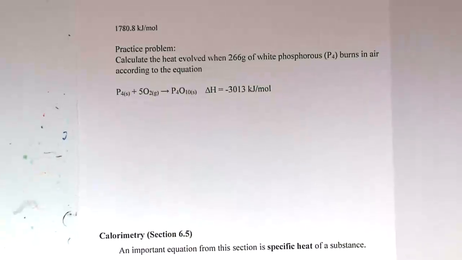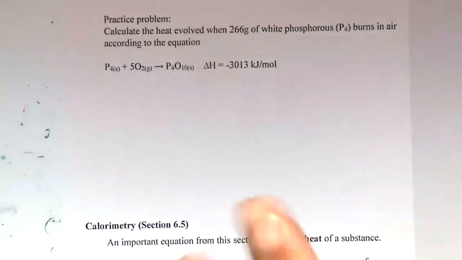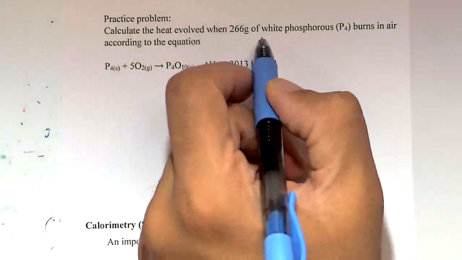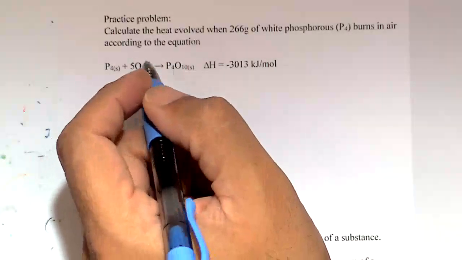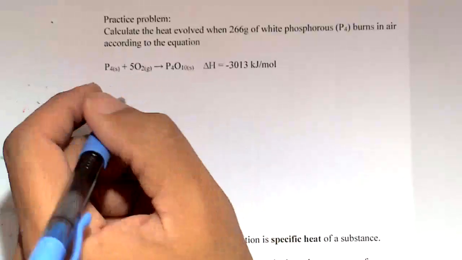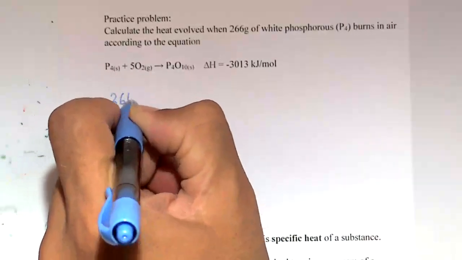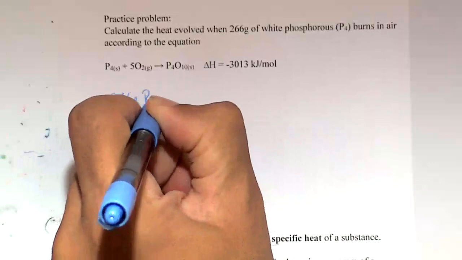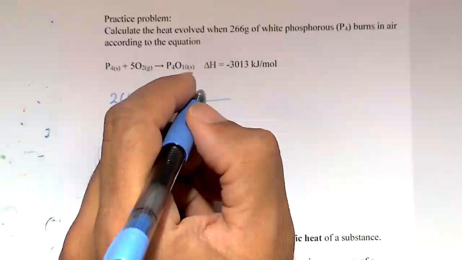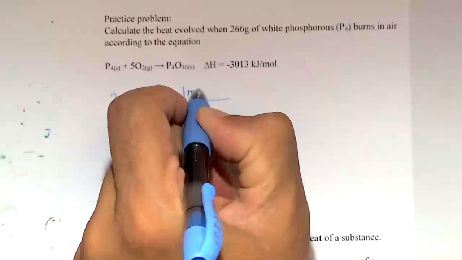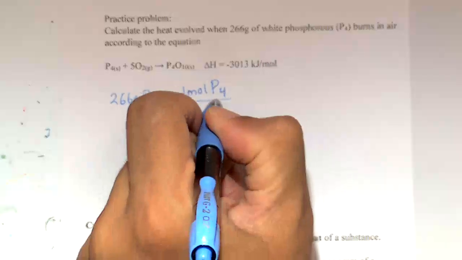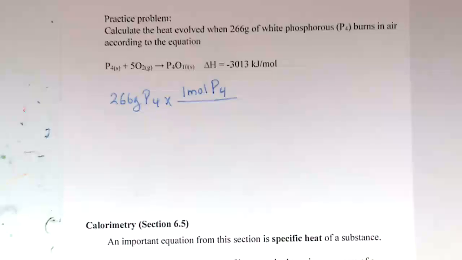All right, let's do a problem here. Calculate the heat evolved when 266 grams of white phosphorus P4 burns in air according to this equation. The equation is balanced. So we have 266 grams of P4. Let's go ahead and convert that to moles. So 1 mole of P4 contains how many grams of P4? What is the molecular weight of phosphorus?